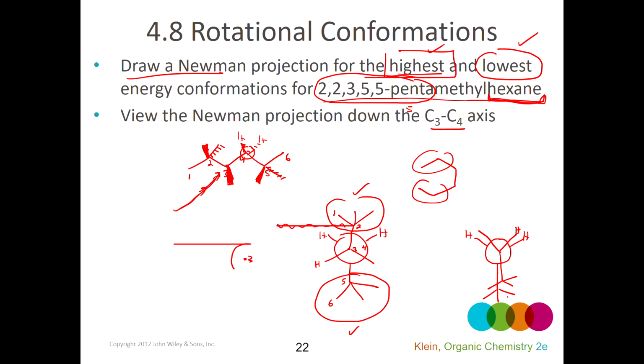A tert-butyl eclipsing with a tert-butyl is huge. That'll be a lot of kilojoules per mole. I don't know offhand, probably somewhere around 20 or so kilojoules per mole, because those are massively crowded groups with huge electron clouds that would cause a huge amount of repulsion. So definitely practice more like that from the textbook.